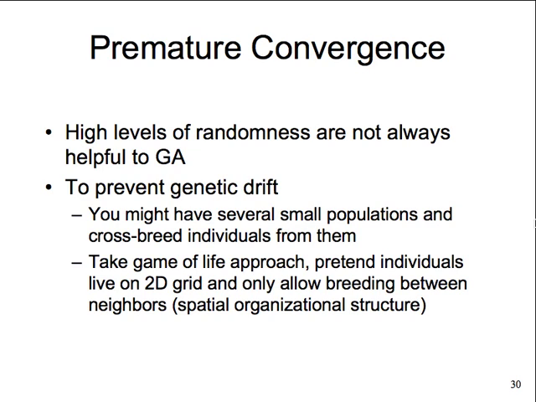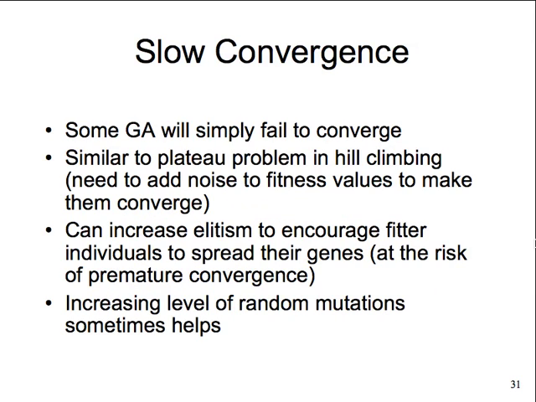So you take multiple sets, multiple population sets, and then you pick the one that's going in the right direction in terms of the positive results that you're looking for, or the negative results, depending upon what you're looking for. And you can take the game of life approach. Pretend that individuals live on a 2D grid and only allow breeding between the neighbors, a spatial organizational structure. And go, well, then that's kind of the randomness, but it's not random. It's just fixed in terms of its population. Or you can do a slow convergence.